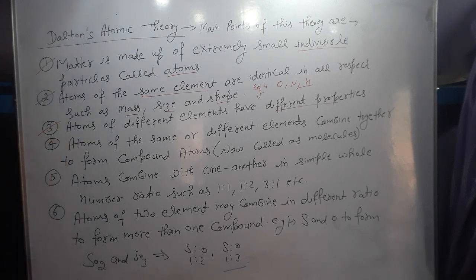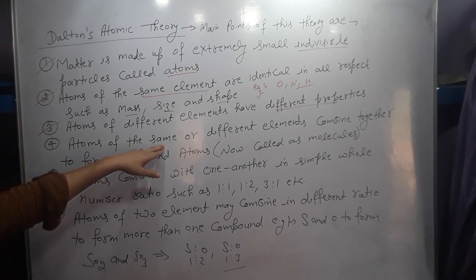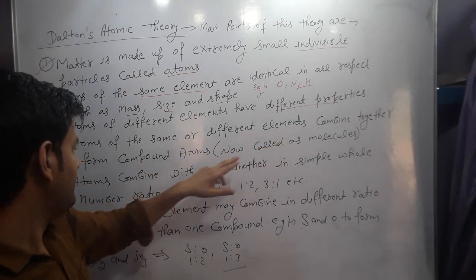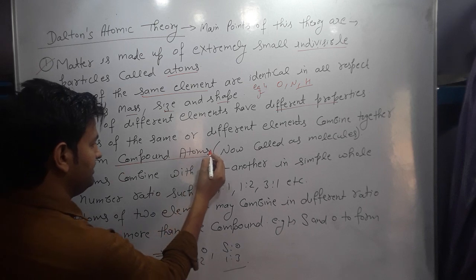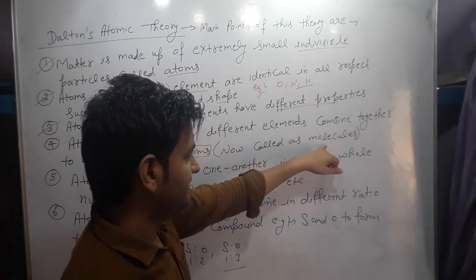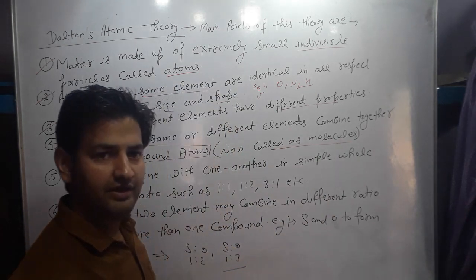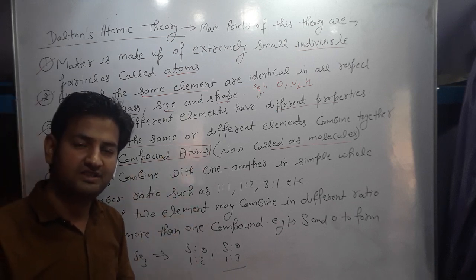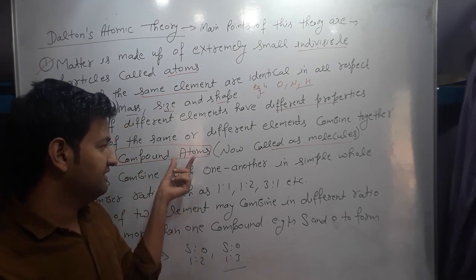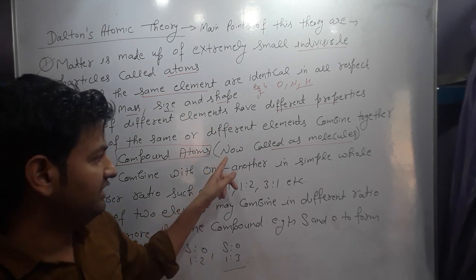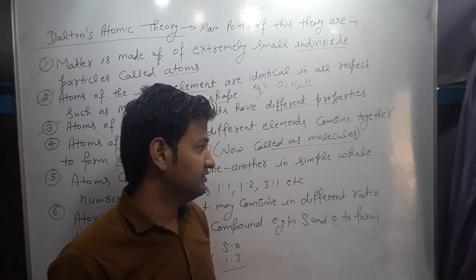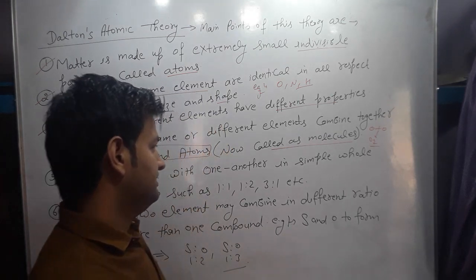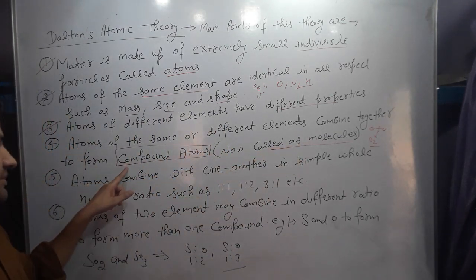Next, our fourth point according to Dalton: atoms of the same or different elements combine together to form compound atoms. The main point is compound atom. Nowadays these compound atoms are called molecules. Dalton said at that time that when atoms of the same or different elements combine, they form a compound atom. For example, an oxygen atom plus an oxygen atom combine to form an oxygen molecule.